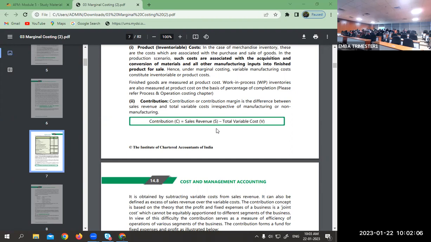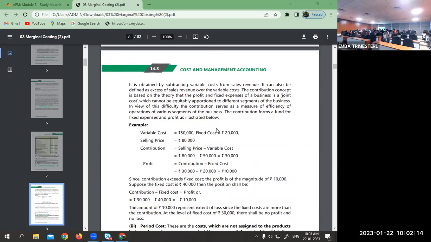If it is negative, that is, if fixed cost is more than contribution, it means loss. Look at a small example. There is a company whose fixed cost to produce some items is rupees 20,000 and variable cost is 50,000, and they are selling the product for rupees 80,000. How does marginal costing work? Contribution is equal to sales minus variable cost, that is 80,000 as the sales minus 50,000 as the variable cost. So contribution is going to be 30,000 rupees.